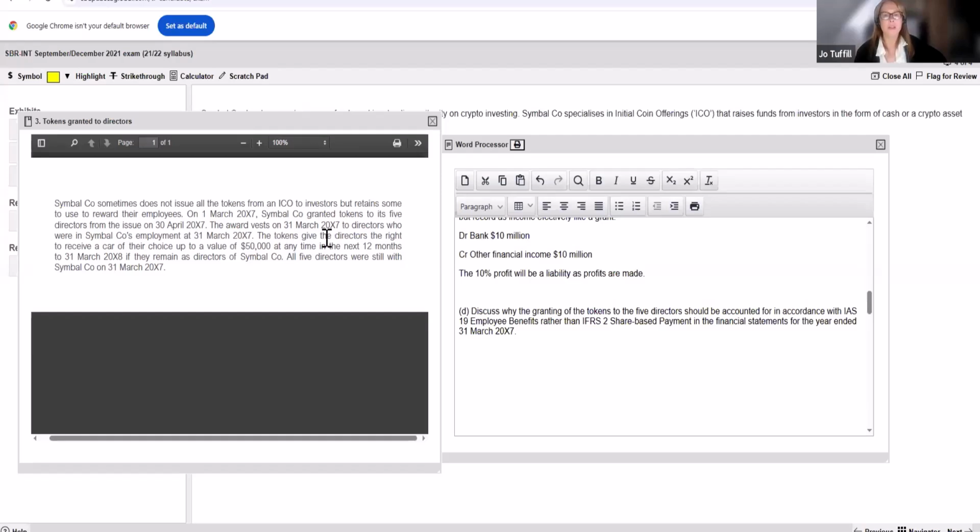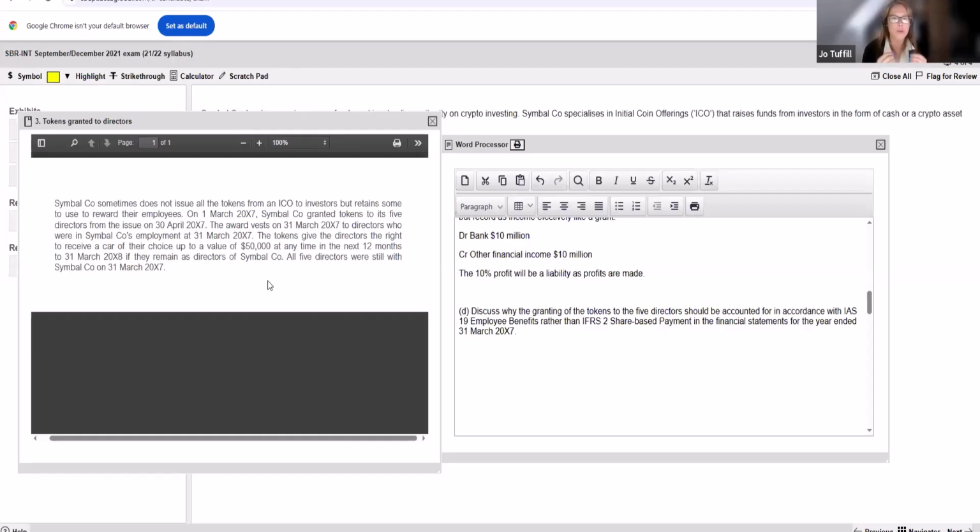The tokens give the directors the right to receive a car of their choice up to a value of 50,000 at any time in the next 12 months to the 31st of March. So they're going to use those tokens to get a car. All 5 directors were still with Symbol on the 31st of March, so all the directors are going to get this. So why isn't it a share-based payment?